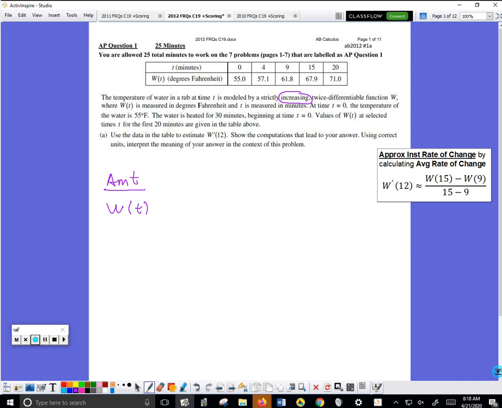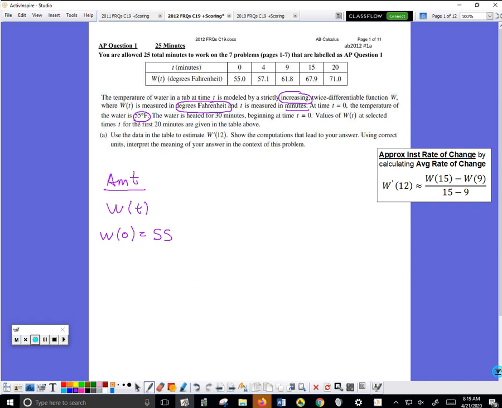Twice differentiable function W. W is, here's important for sure, degrees Fahrenheit. You don't want to write degrees Celsius. W is measured in degrees Fahrenheit. Time is in minutes. If time equals 0, the temperature of the water is 55 degrees. I would write something down over here in the amount column. So W at time 0 is 55 degrees.